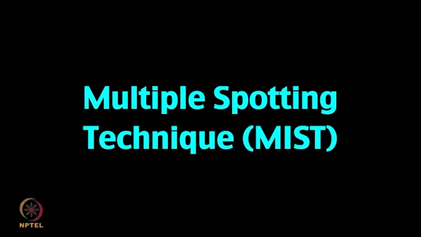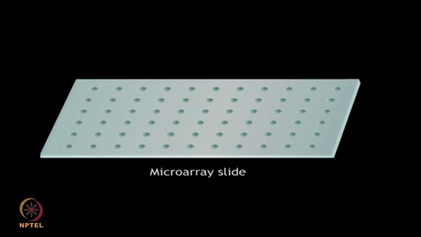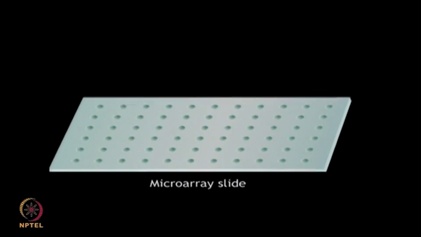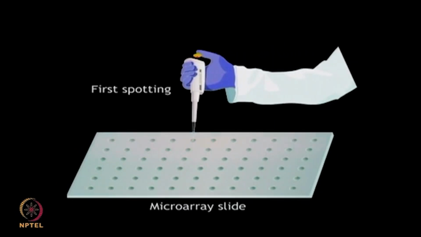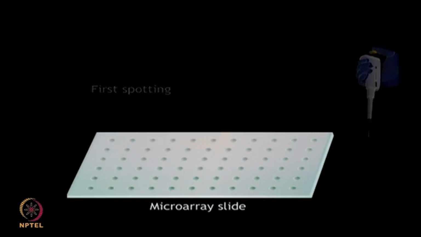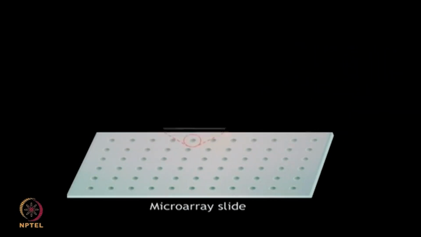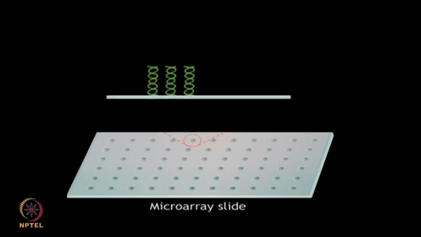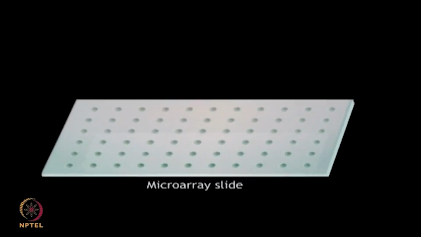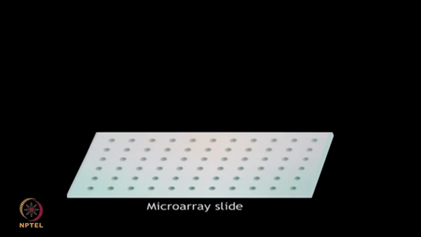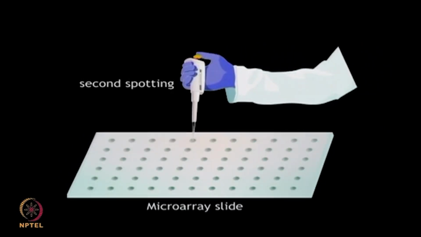Multiple spotting technique or MIST. In this technique, the first spotting step of the multiple spotting is capable of producing high density arrays. It involves addition of template DNA onto the solid array support. The template DNA can even be in the form of unpurified PCR product, which is one of the major advantages of using this MIST technique.